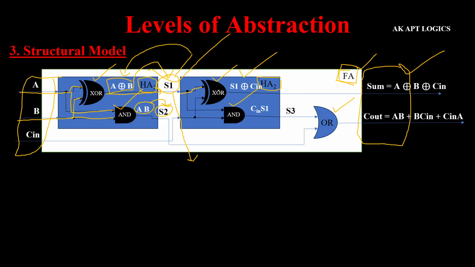For the second half adder, S1, which is the output from the XOR gate of half adder 1, is applied to the XOR gate of half adder 2, and the third input C in is also applied to the second input of that XOR gate, and we get the output S1 XOR C in. But I told you previously that S1 is nothing but A XOR B. It means at the end of the second XOR gate in half adder 2 we get the expression A XOR B XOR C in. This is nothing but our sum expression.